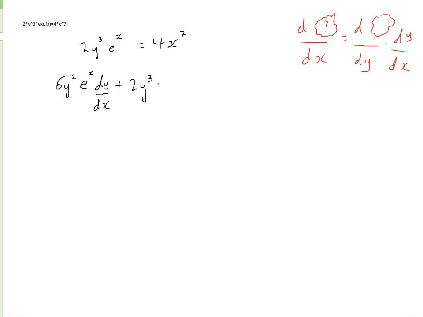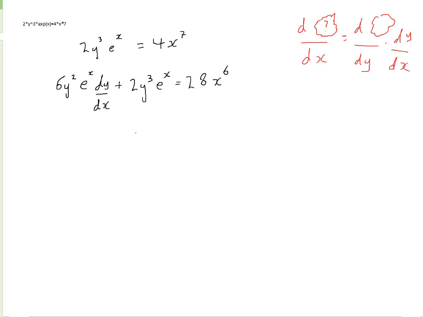So the differential of this is just unchanged. And now I don't have to multiply by anything because this is already in x. And over this side again it's in x, so you can just do 28x to the power 6, and there's no need to multiply by anything because it's already x. So now we've done the differentiation, but what we're interested in is this here. So we need to find this on its own.